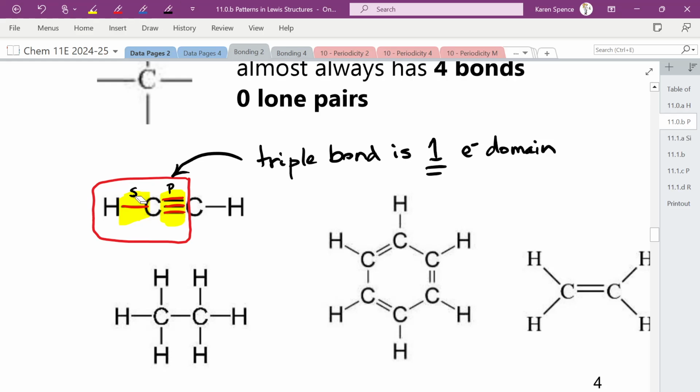Be careful though about drawing these S's and P's on there, say on an exam, because that is not an S bond and that's not a P bond. There's no such thing, okay?